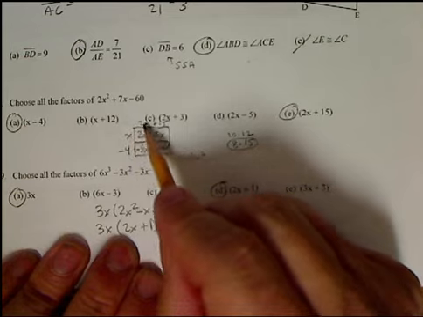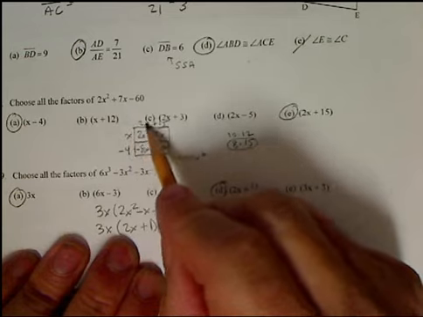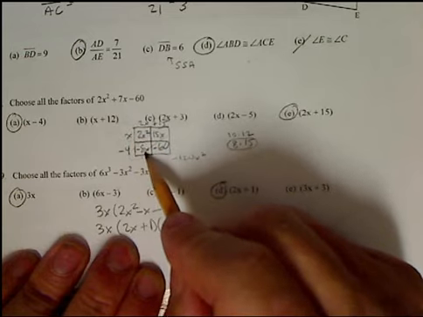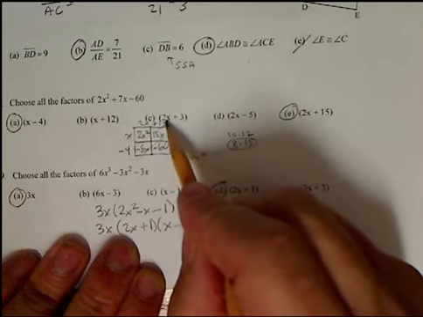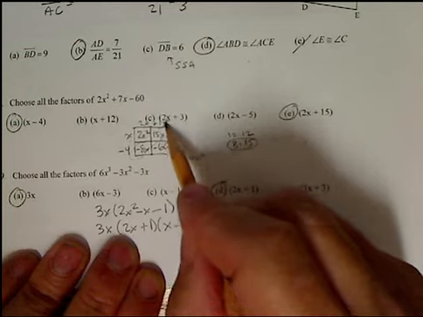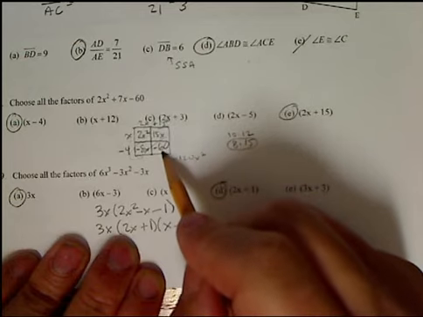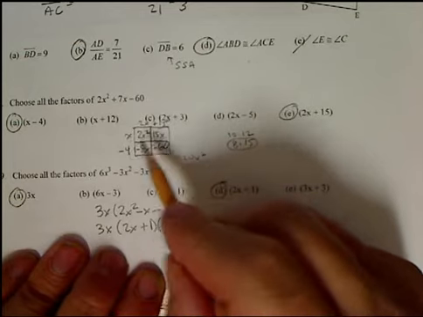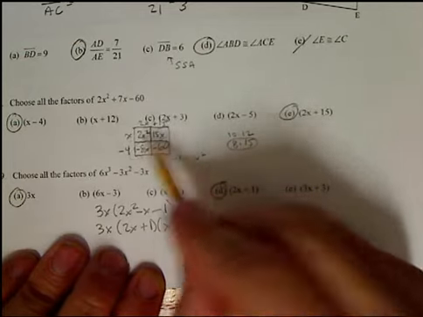Then 2x times x gives me 2x squared. 2x times negative 4 gives me negative 8. X times 15 will give me 15x. 15 times negative 4 is negative 60, so they all work. So I have x minus 4, 2x plus 15.